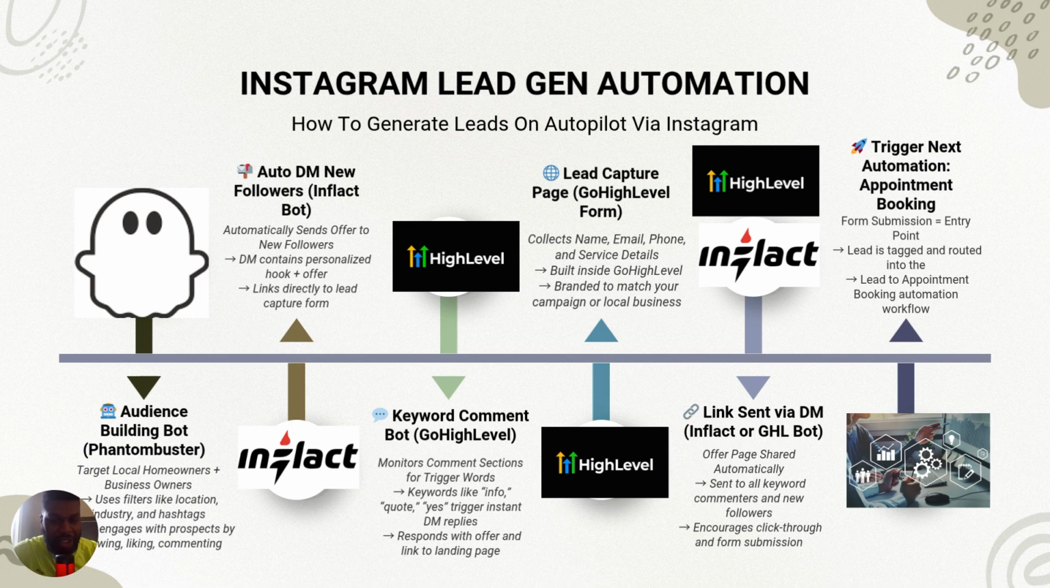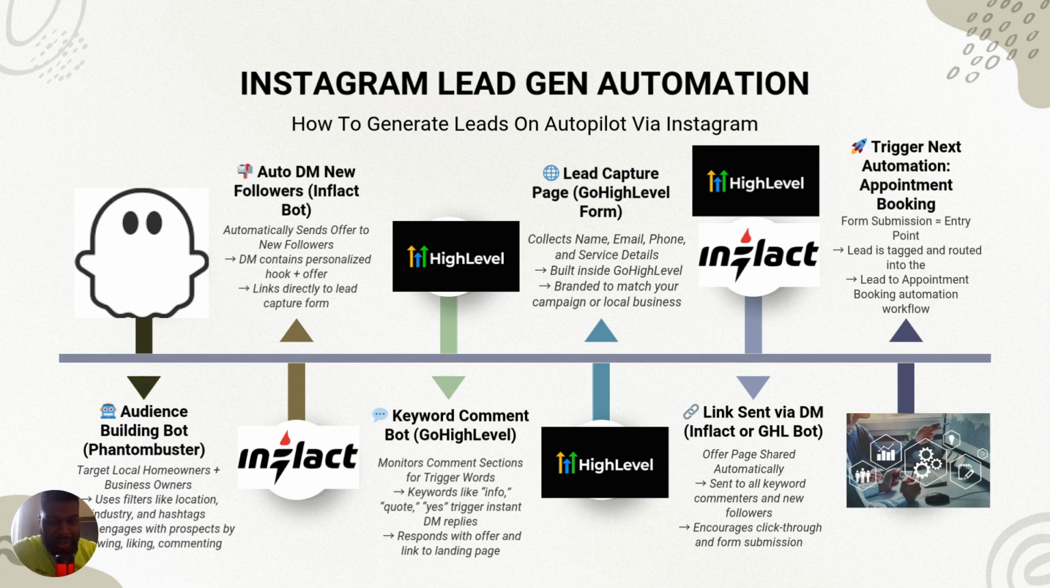So I'm going to just show you how each one of them works, what tools we use to build them, and then what happens every step of the way. So this first one that we have here is this Instagram lead automation. And we start by using a software called Phantombuster. Now, Phantombuster is used for targeting. It's going to be able to identify and look for your ideal customer, right?